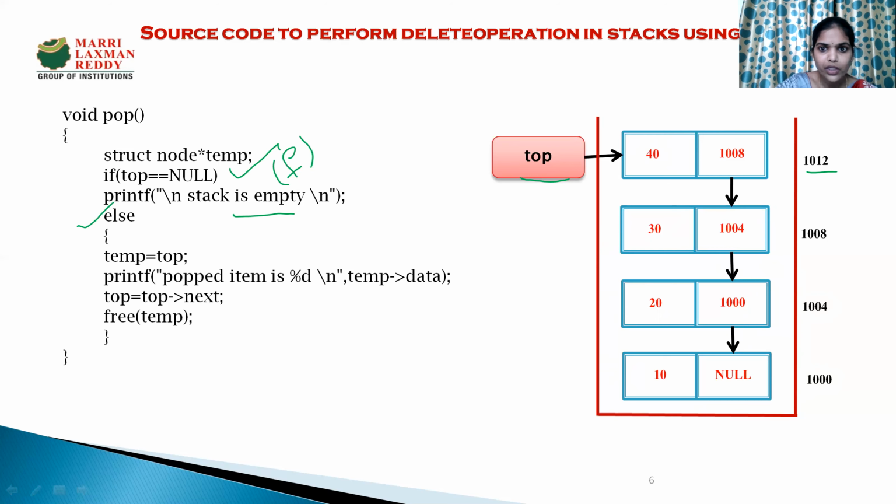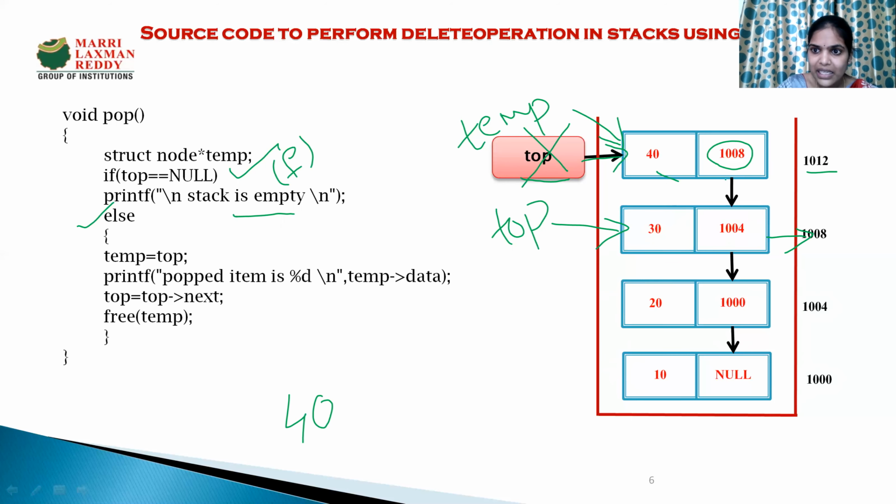Here temp equals top. The top is assigned to temp. That is this node. Okay, now I'm printing the temp data. What is temp data? Here 40. The popped out data is 40 and top is moved to top next. What is the top next address? 1008. Where is this 1008? At this node. So top is moving from this node to this node. So if I want to delete this node, I have to use free of temp. So when I perform free of temp, this node gets completely deleted.